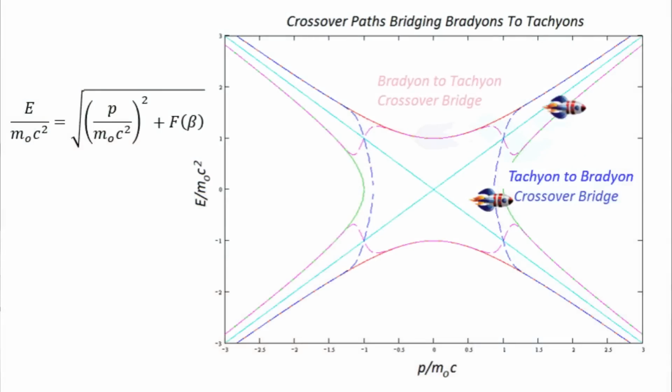Now, instead of taking the limits of our transition function, let's plug in our transition function and see what happens. The transition function allows a bradyon to cross over the light barrier to become a tachyon, and vice versa. We can have a tachyon transition the light barrier to become a bradyon.